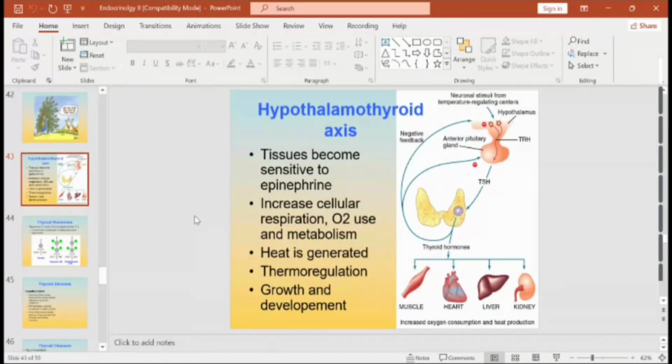So that's enough about the gonads and the hormones they produce. We proceed to another axis called the hypothalamo-thyroid axis. That is the axis between the hypothalamus and the thyroid gland. When you reviewed your regional anatomy, you must have reviewed the head and neck, where the thyroid gland is located just slightly below the cricothyroid cartilage on the anterior side of the neck.